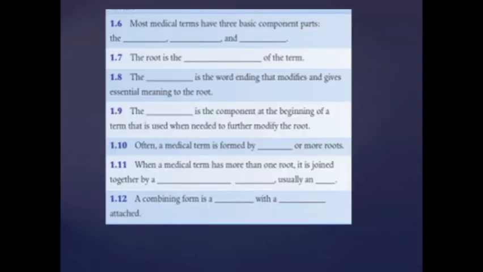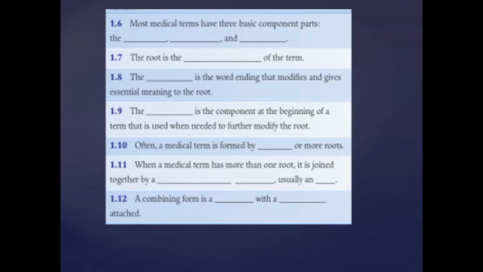Okay, so here is an exercise that you will answer from the previous slides. So most medical terms have three basic component parts, which are, think about it, okay, the prefix, root, and suffix. The root is the middle of the term, and the word ending that modifies and gives the essential meaning to the root is the suffix. Okay, what is the component at the beginning of the term that is used when needed to further modify the root?